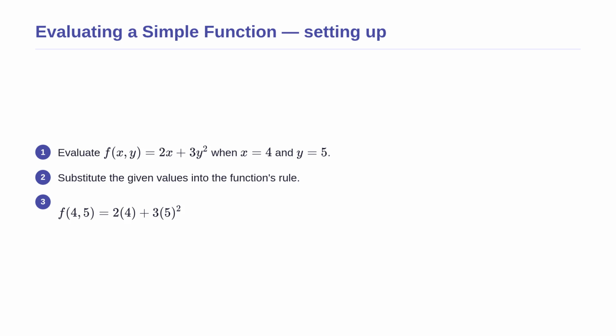Before we move on, let us see this with a concrete example. We want to find the value of the function 2x plus 3y squared, specifically when x equals 4 and y equals 5. We are given a specific pair of inputs, and our goal is to determine the single numerical output that this rule produces. To solve this, we carefully substitute the number 4 for every x and the number 5 for every y in our formula. This sets up our equation for the final calculation.